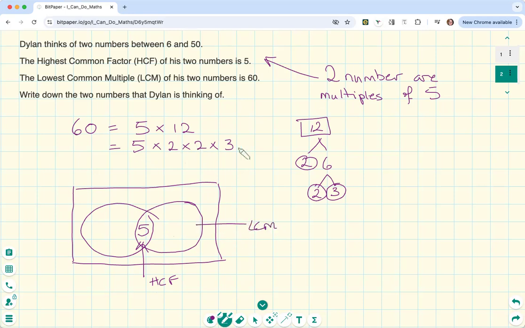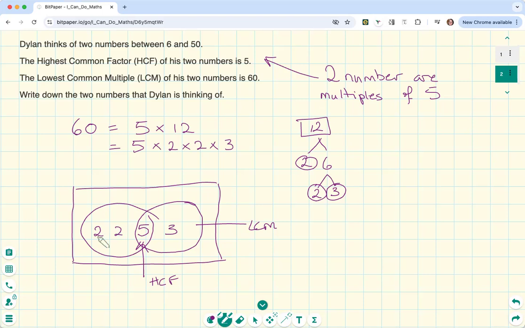5 times 2 times 2 times 3. So we have to put these numbers. We've got our 5 already. What we can do, we can put our 2. We can't put a 2 here because otherwise there would be a repetition and we'd need to put the 2 in here. So we're going to put the other 2 here as well. Technically, we could put the 3 on this side as well. I'm going to balance it over here so that what we've got is 2 times 2 times 5.